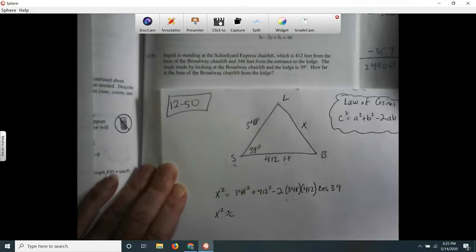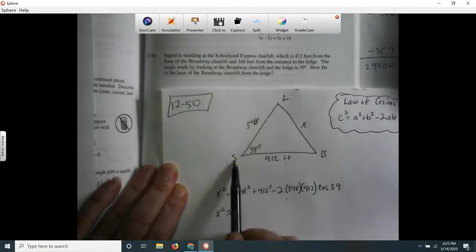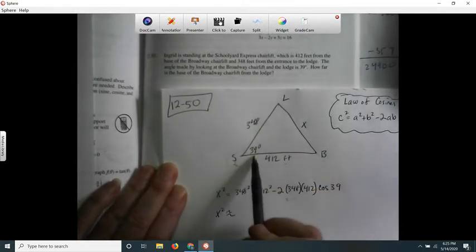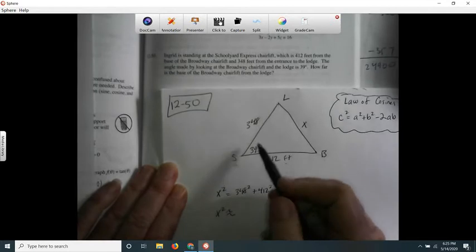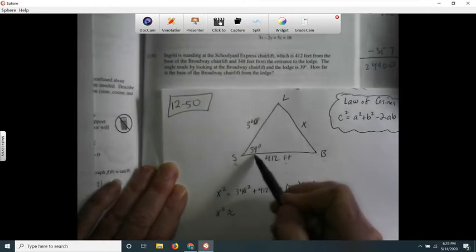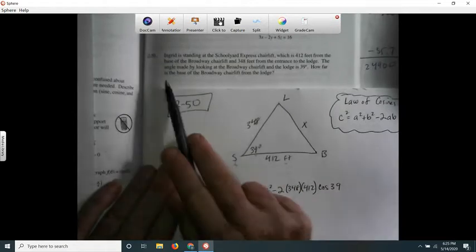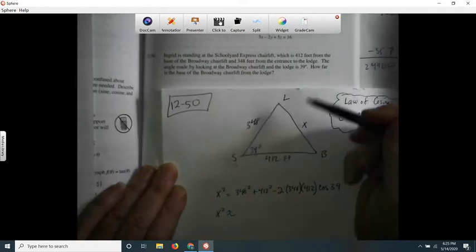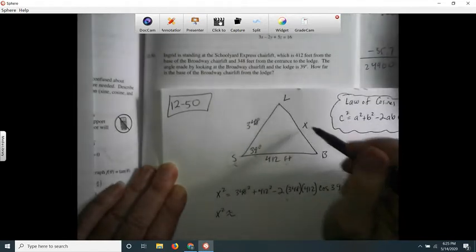Then it says the angle made by looking, remember she's standing right here, at the Broadway chairlift and the lodge, like here and here, is 39. So hopefully that's where we put the 39. That's what makes sense to me. Then it asks how far the base of the Broadway chairlift is from the lodge, so I just called it X.